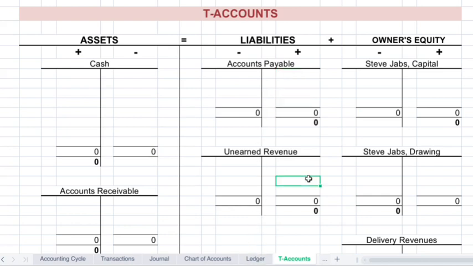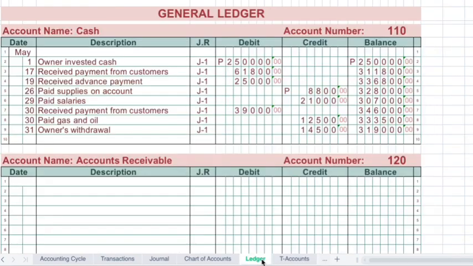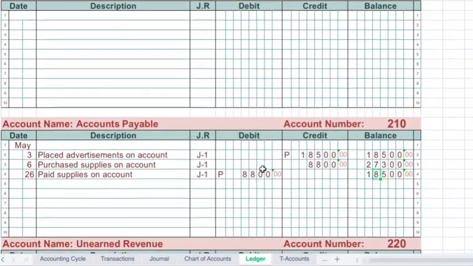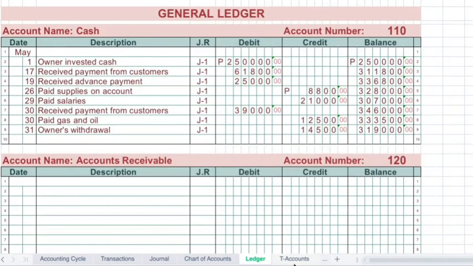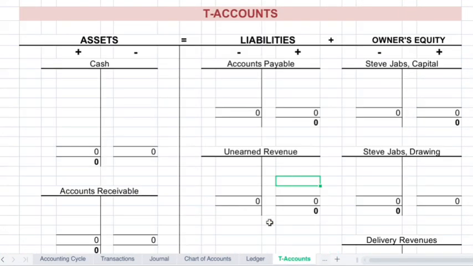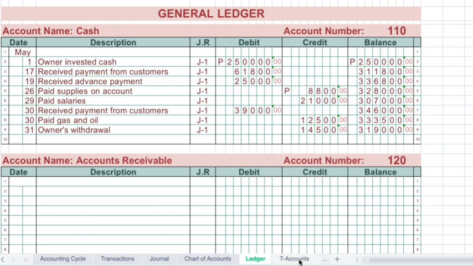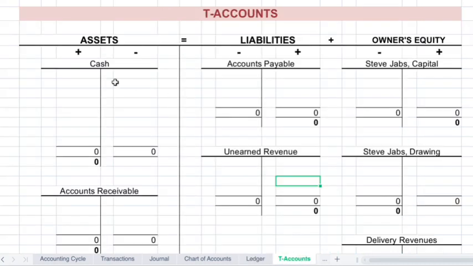So, this is the most simple way of posting accounts. So, instead of using this, we will use T accounts for our ledger. So, ganun lang din naman yung gagawin nyo. Pero dito sa ating T accounts, wala na siyang explanation pa, or description. So, ang lalagay nyo na lang dito ay date, tapos yung amount. Okay.